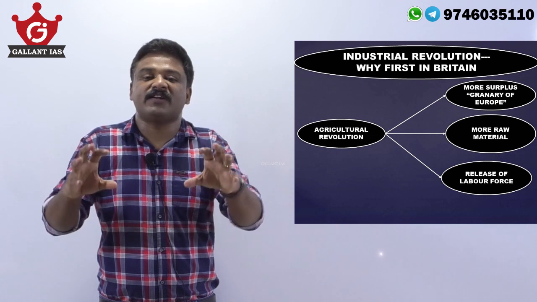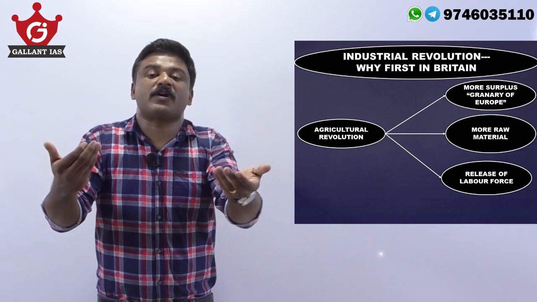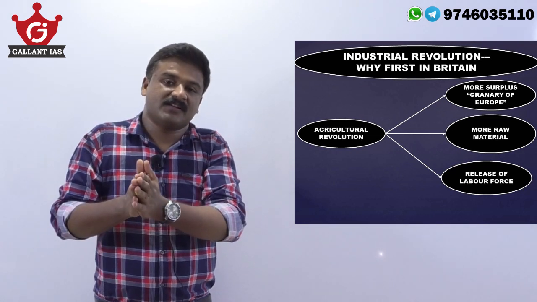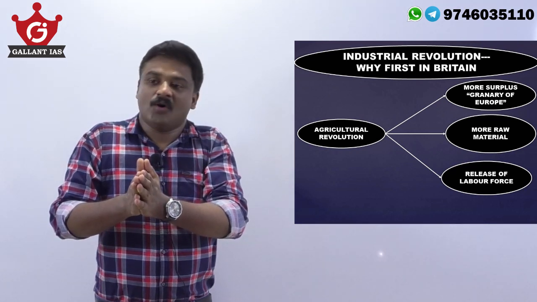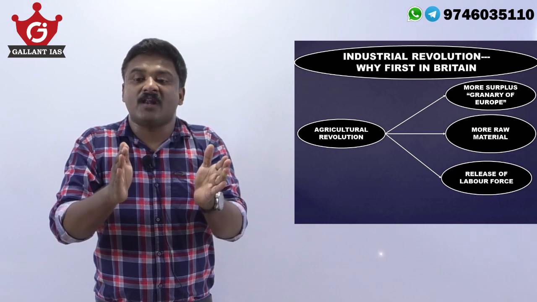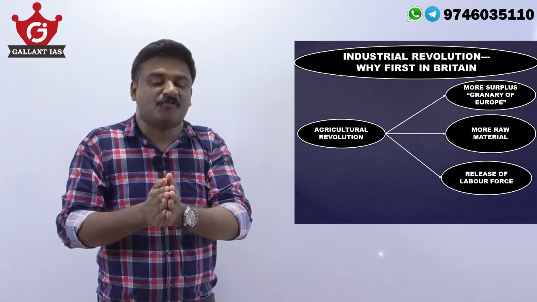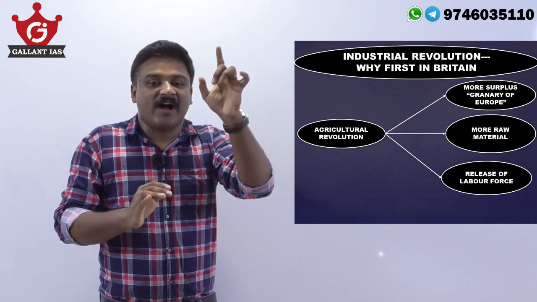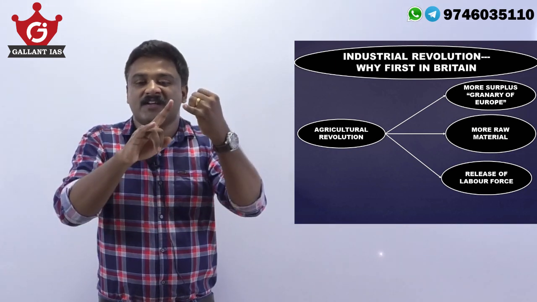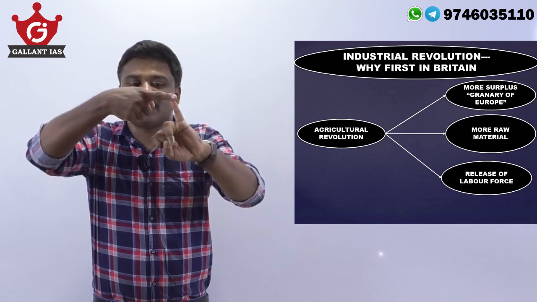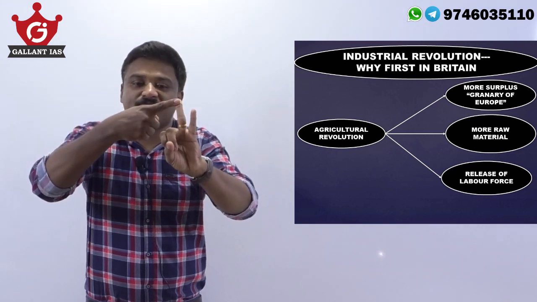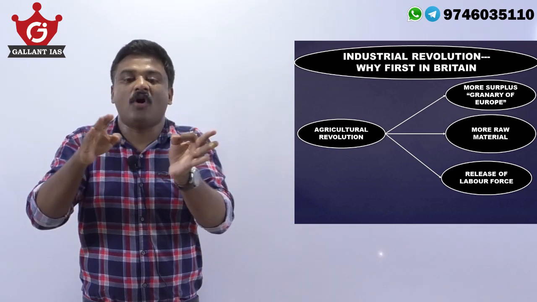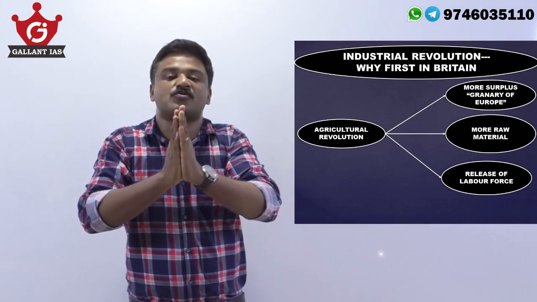Agricultural revolution resulted in surplus production of raw material which is required for factory production. Also, it released a large pool of labor force. They are also required for the factory system of production. So, agricultural revolution is one reason. It resulted in surplus production, production of raw material on a large scale, and release of labor force. All these three are required for the factory system of production.